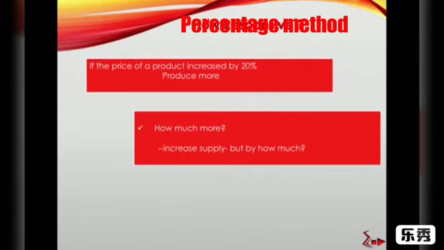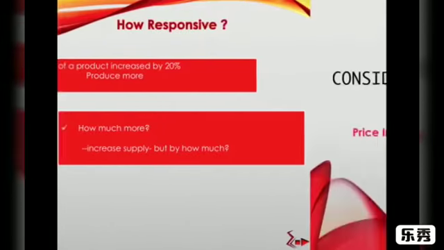So the suppliers would now produce and supply a larger amount of the good. But the question really is, by how much would the supply increase? How responsive is the supply function to this increase in price or a change in price? That's what we're going to be measuring when we say we want to measure the elasticity of the supply function.